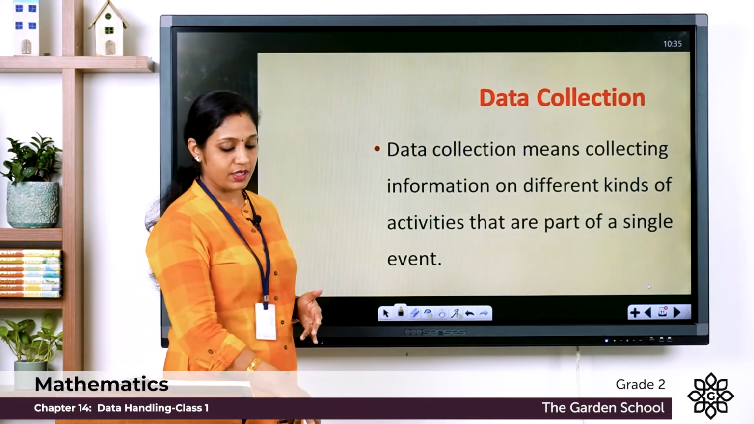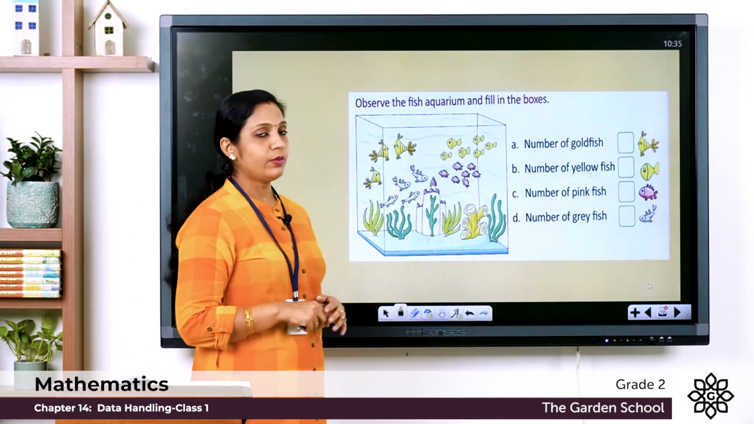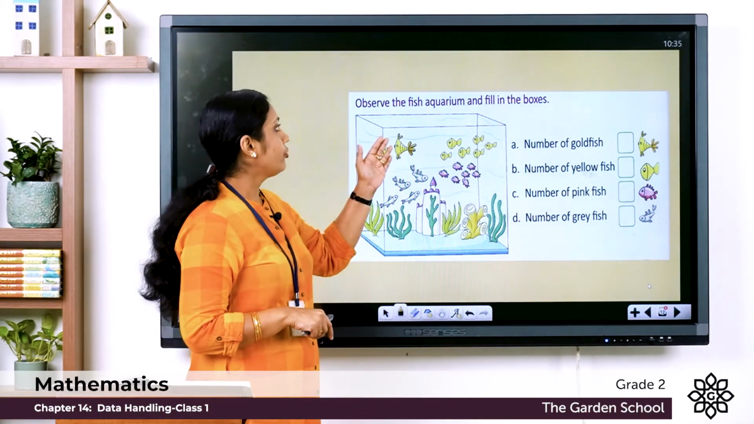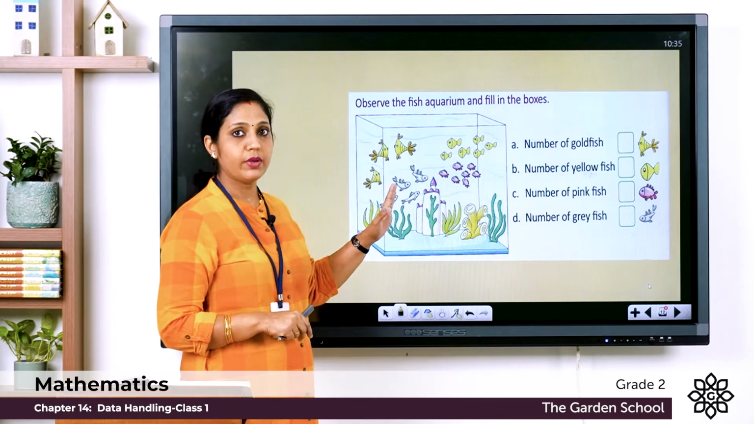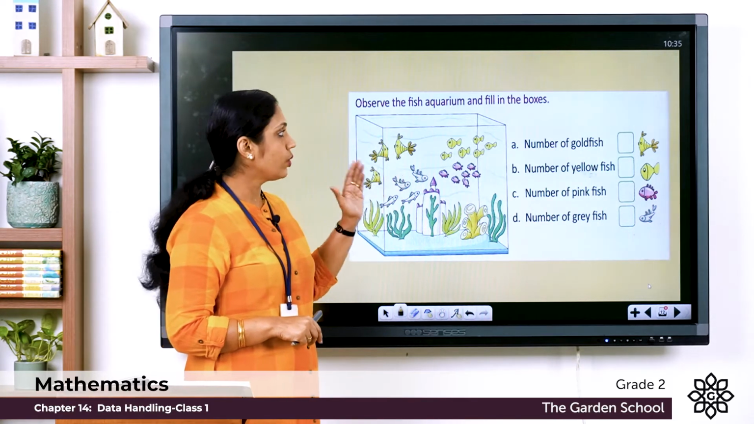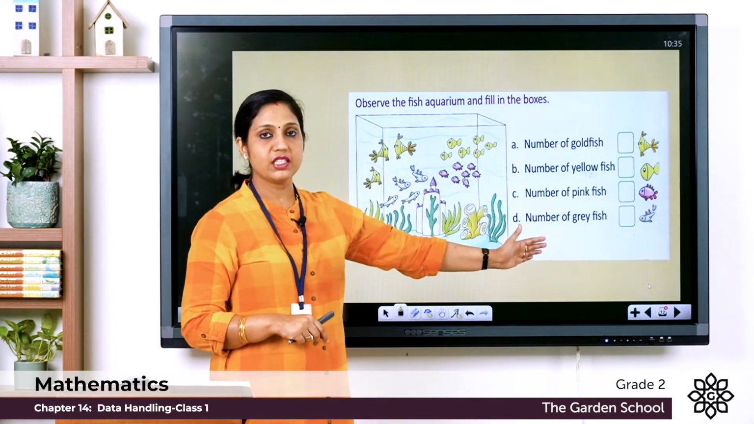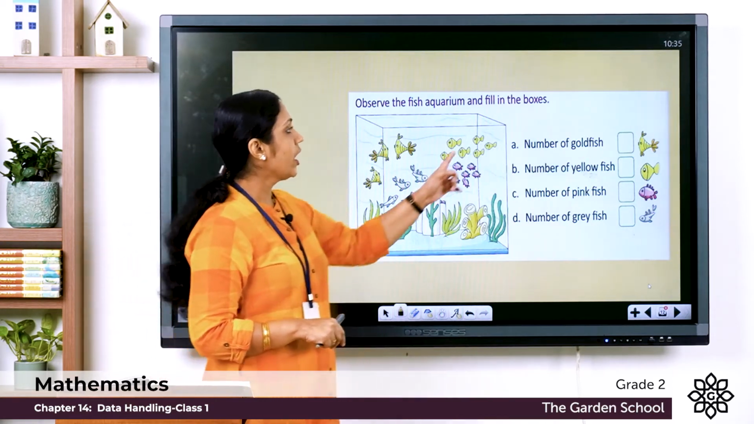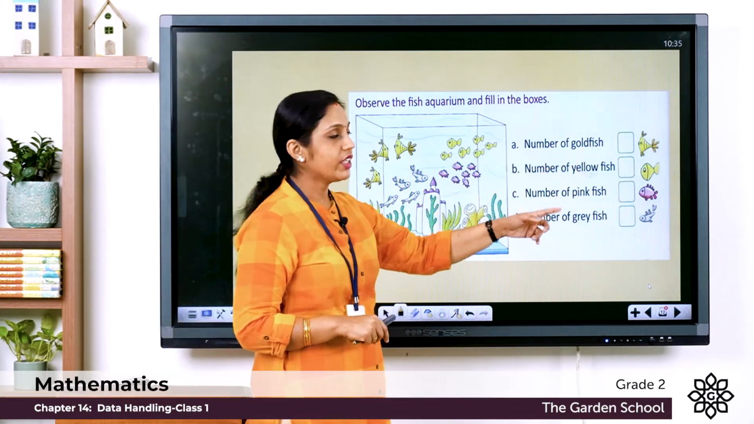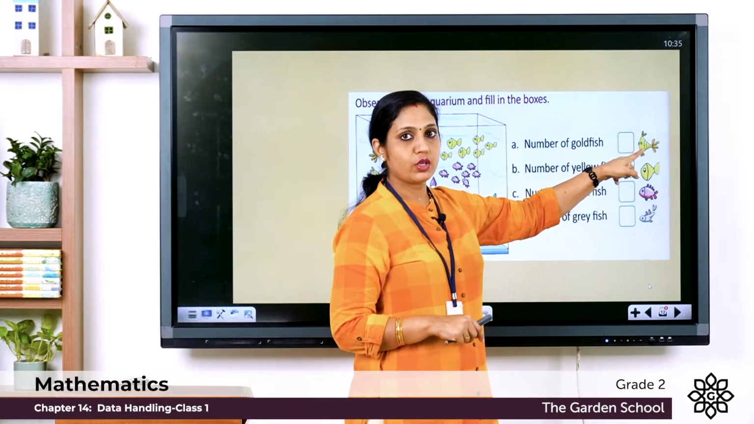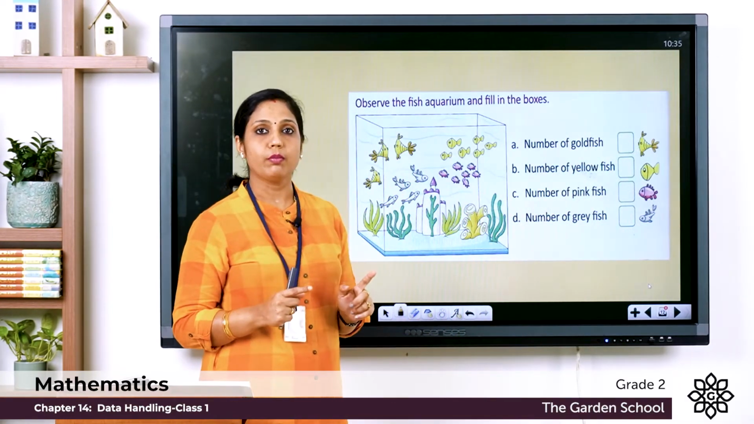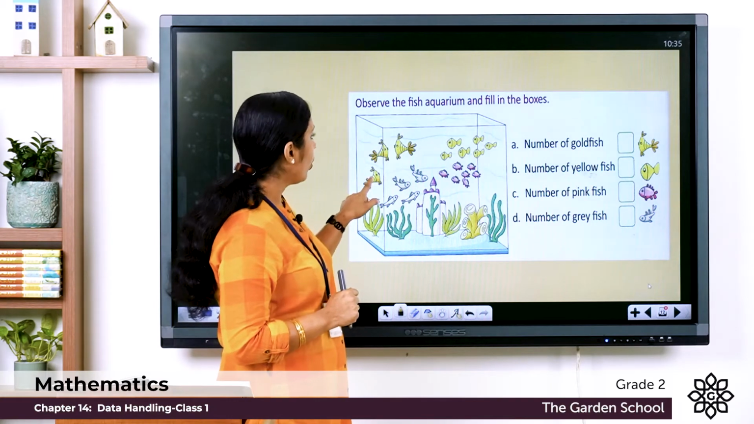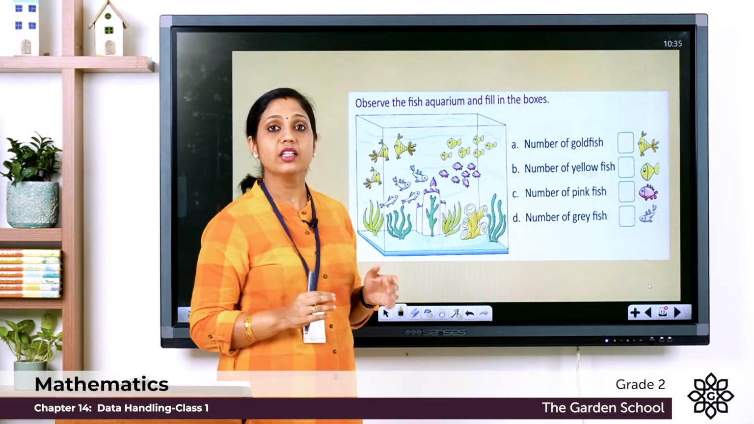Let's see some examples. Here you can see, observe the fish aquarium and fill in the boxes. You can see an aquarium and there are lots of fish in this. Now we have to answer these questions. The first question, number of goldfish. Here the picture of goldfish is also given. In this aquarium, we have to count the number of goldfish. 1, 2, 3. There are 3 goldfish.